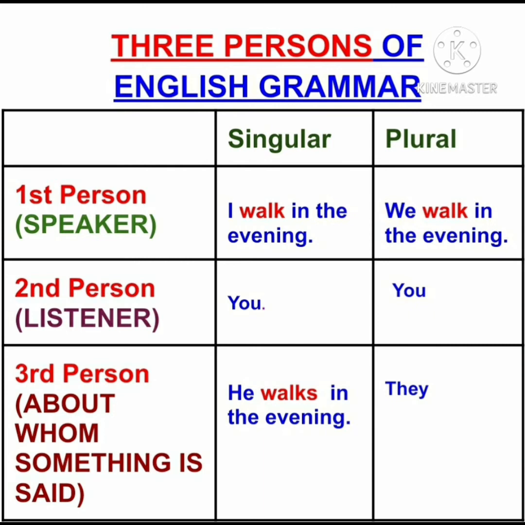The English grammar rule states that the first person singular and plural takes only the root form of the verb. The subjects in the first person singular and plural are I and we. Look at the examples. I walk in the evening. We walk in the evening. The verb in these sentences is walk, which is in the root form.